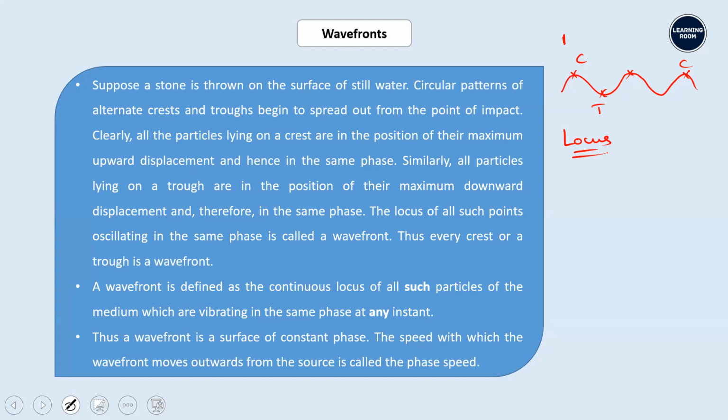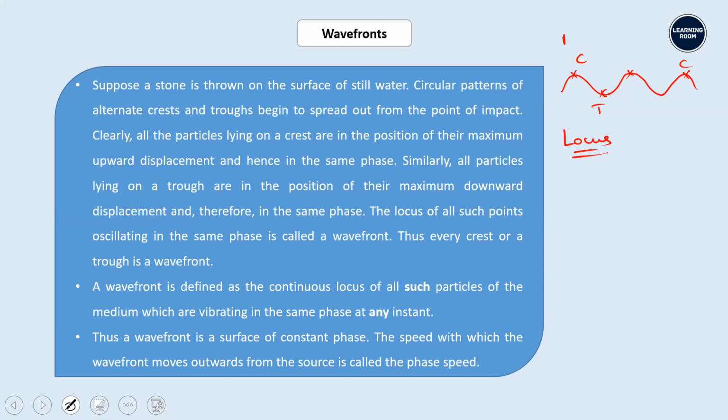Similarly, how do you define a circle? Locus of all points which are equidistant from a fixed point. Similarly, how do you define a parabola? Locus of all points which are equidistant from a fixed point and a fixed line. The fixed point is called the focus and the fixed line is called the directrix. So similarly, we keep going like that.